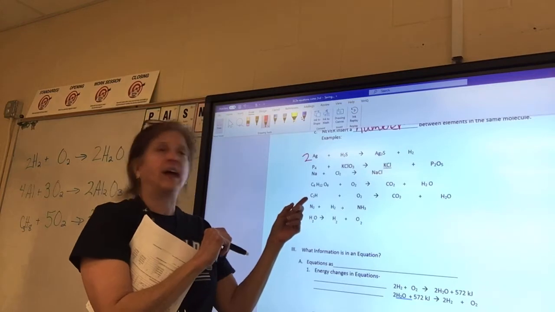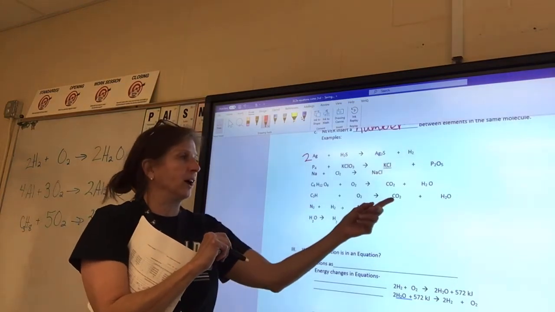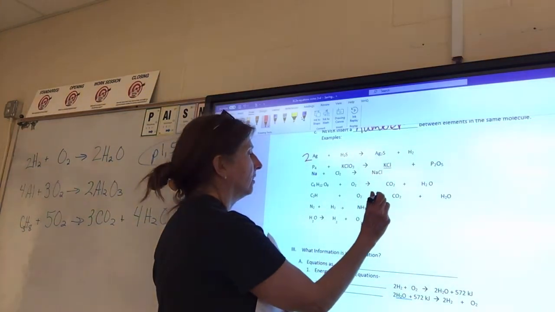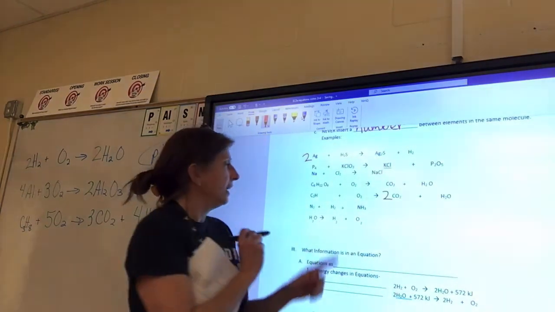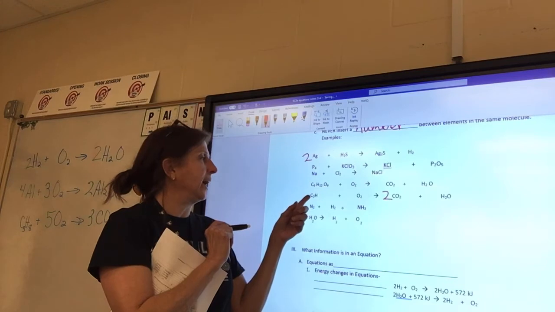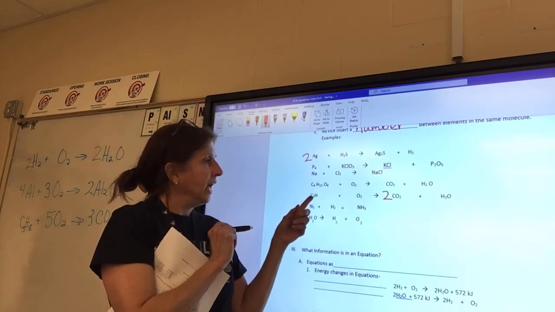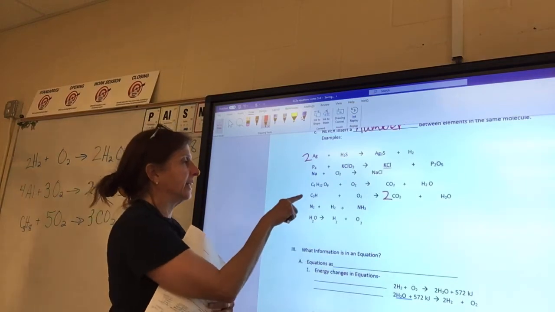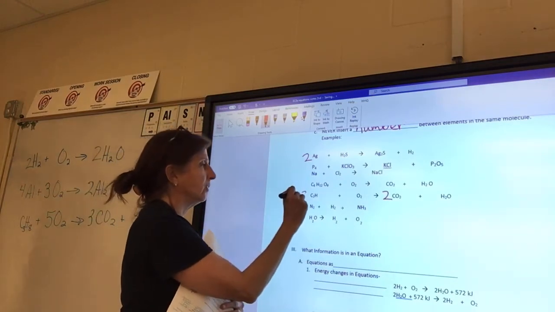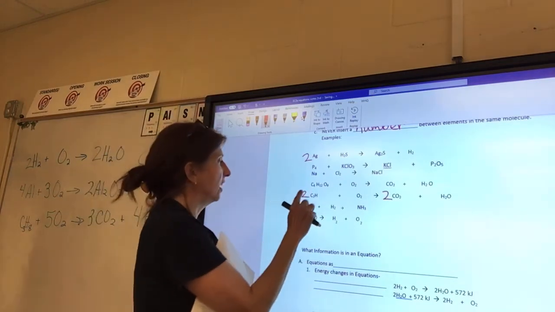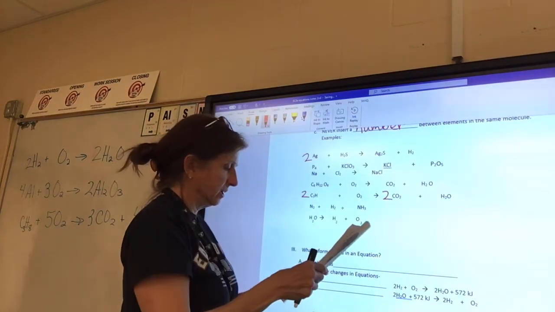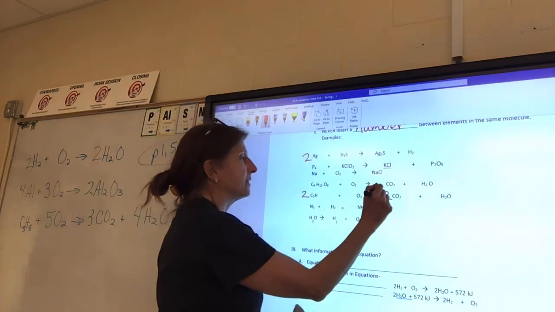How many carbons do I have over here? 2. How many do I have over here? 1. So what does it appear that I need here? A 2. Okay. Now over here I have 1 hydrogen, and over here I've got 2. So what does it look like I need here? A 2. Okay. So now, is this the one I want to use? Yeah. So now what does this need to become?